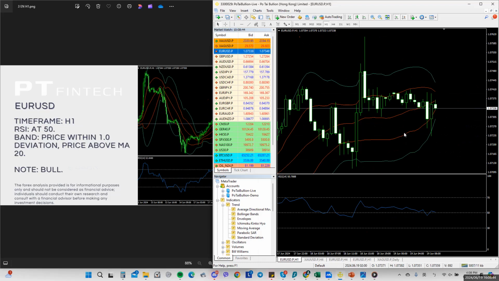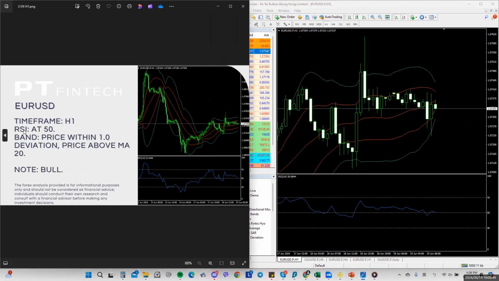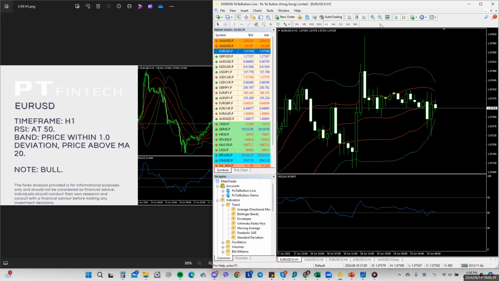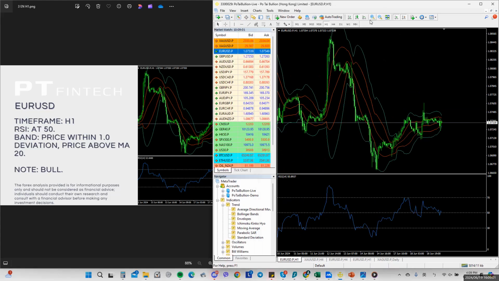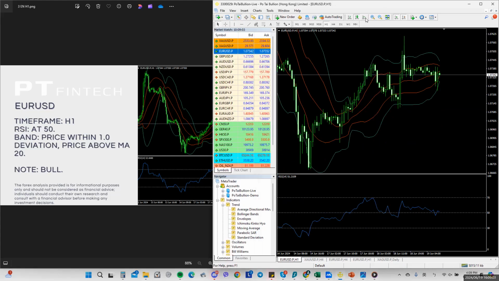H1, it says RSI at 50. Bands, price within 1.0 deviation, price above MA20. So the note is bull. I am not too sure. Let's take a look. H1, is it bullish?